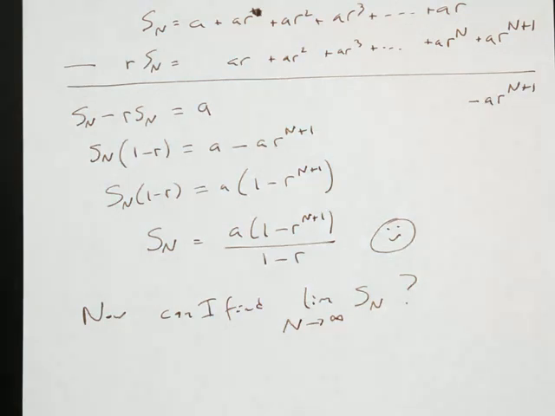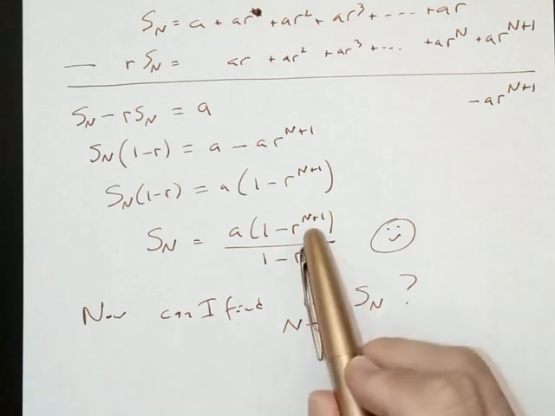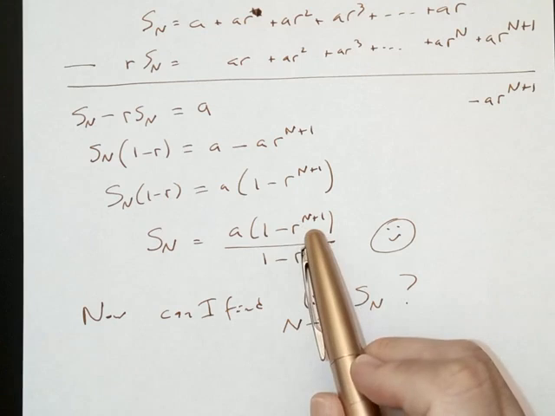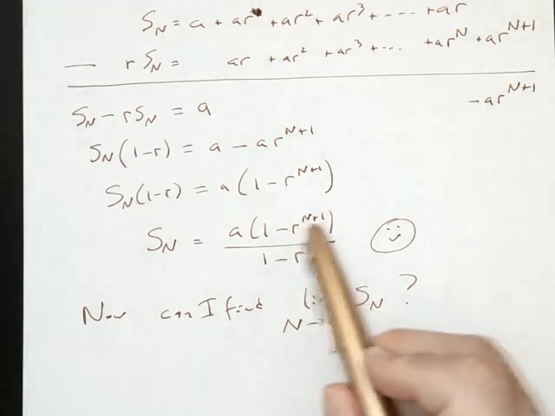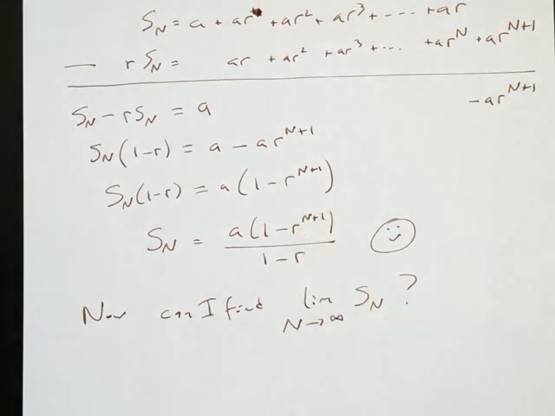The only thing that changes as n changes is this number right here. And that means that it's r to the n plus 1 that I need to figure out.